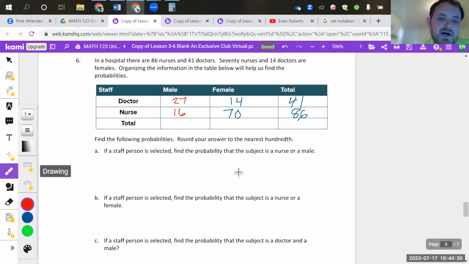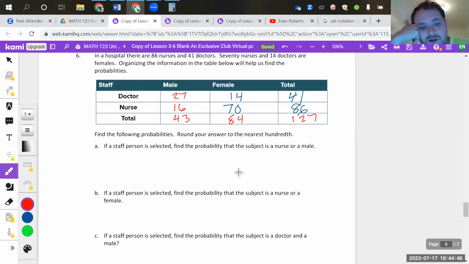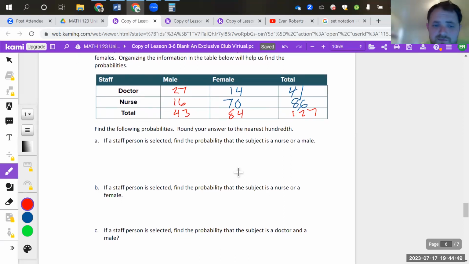And then for the total at the bottom, you can just go ahead and add. So that gives you 43, 84, and a total of 127 total doctors and nurses. So we're going to trust our formula. It says find the probability that they're a nurse or a male. So that or probability is the probability of a nurse plus the probability of a male minus the probability of a nurse and a male.